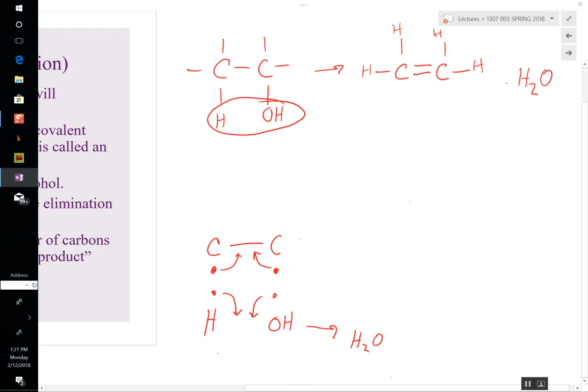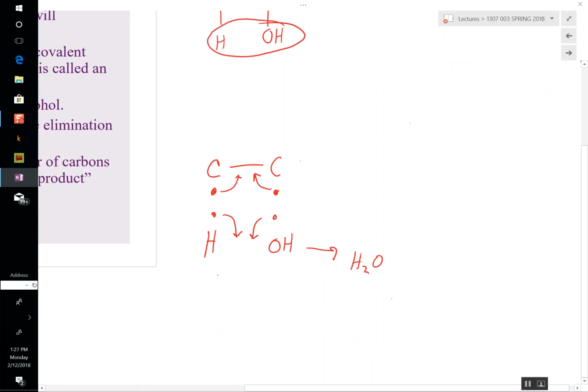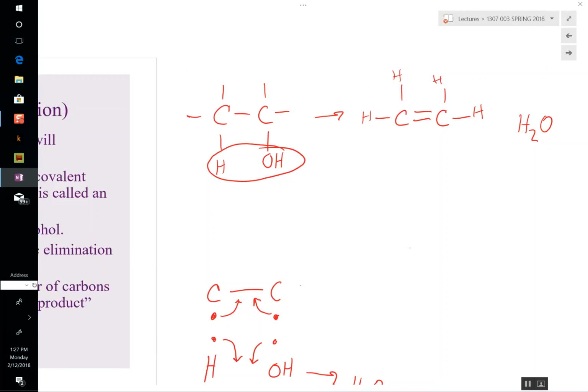Okay, so now let me get to a little more complicated molecule. Before we get to that, let me tell you that the hydrogen doesn't come from just anywhere. This hydrogen, to form that water molecule, has to be on an adjacent carbon. That's the only place that hydrogen can come from, because those two carbons are where the double bond forms.